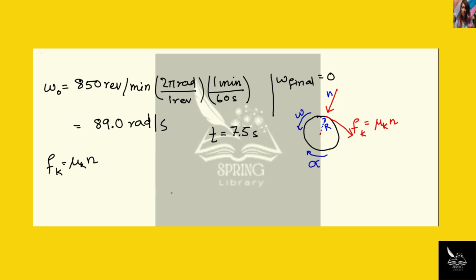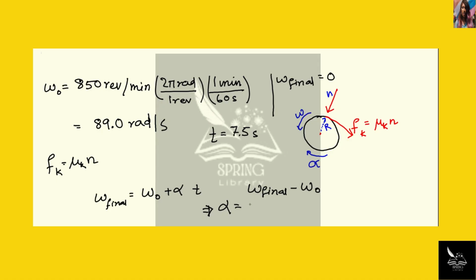Now we can use this following equation: omega final equals omega 0 plus alpha t, to find out the angular acceleration that's involved in the system. Let's not worry about this first. Let's first calculate alpha, and then we can talk about why the direction is opposite.